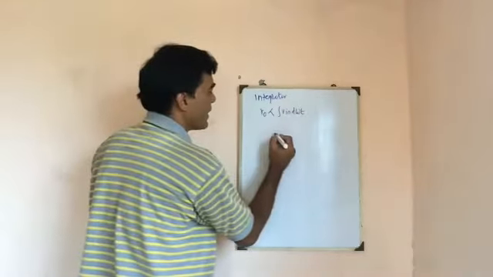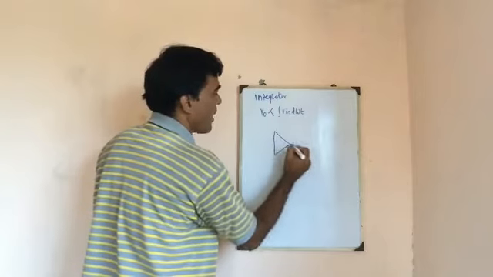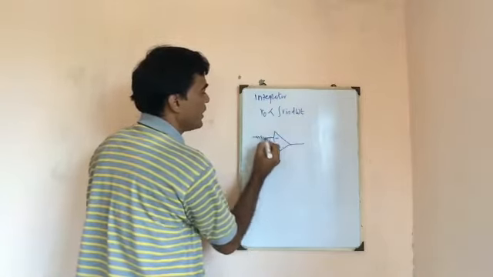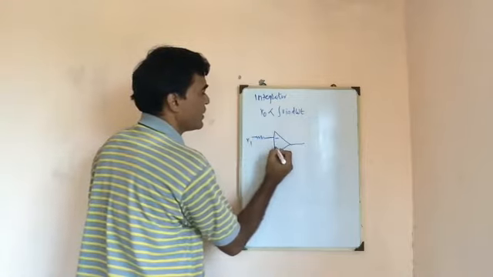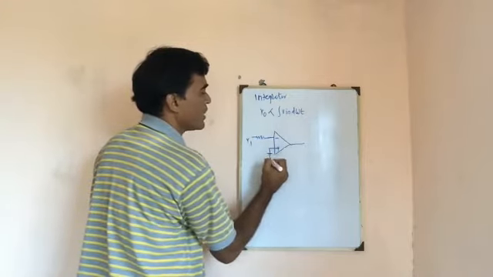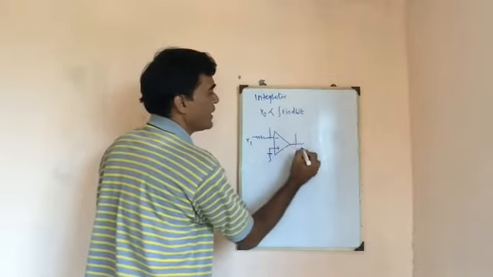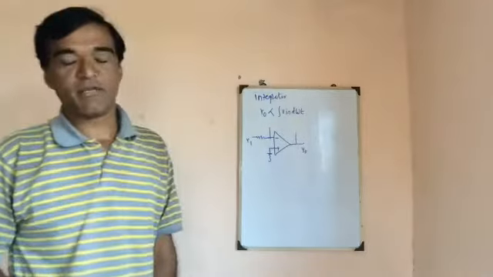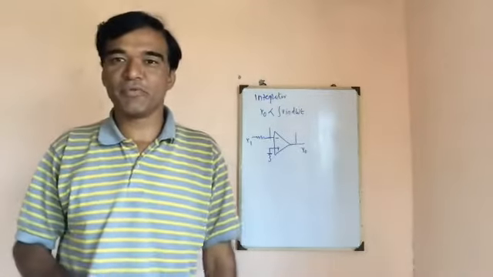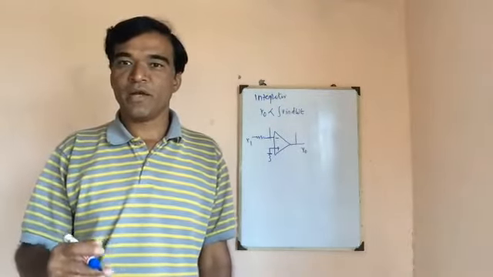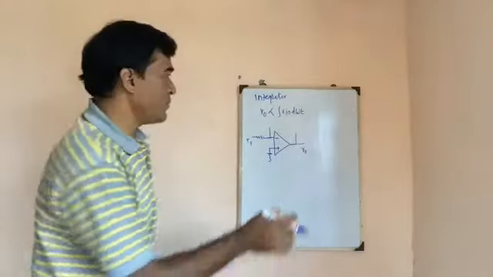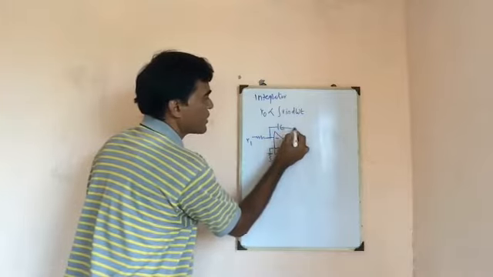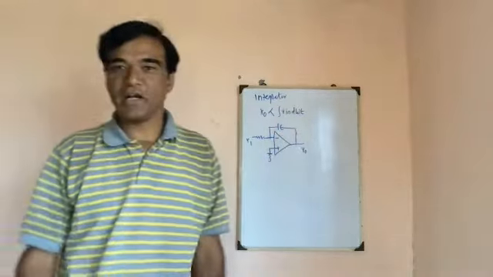In the inverting amplifier, we have an op-amp. To the inverting terminal, the input is applied, let us say V1. The non-inverting terminal is grounded and feedback is applied from the output to the inverting terminal. That is the negative feedback we use in the inverting amplifier. Here, if the feedback resistor is replaced by a capacitor, the circuit becomes the integrator.